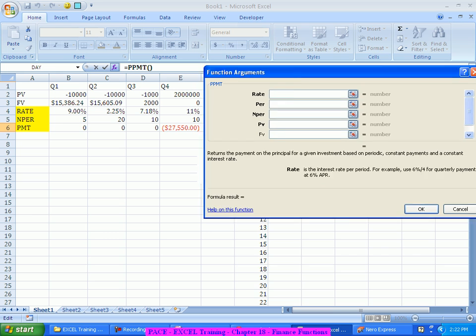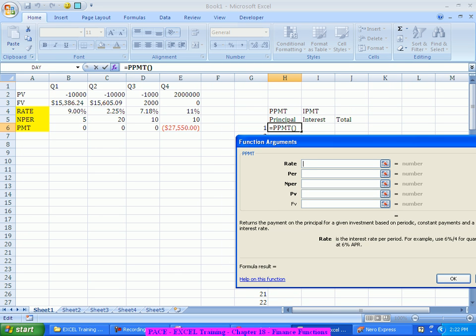So for the PPMT, I'll put the rate. This is the number divided by 12. Better to put a dollar because I'll drag it down for all the months. So I'll put E dollar 12, E dollar 4 divided by 12, because I'll drag it down now. Then it should not be impacted.